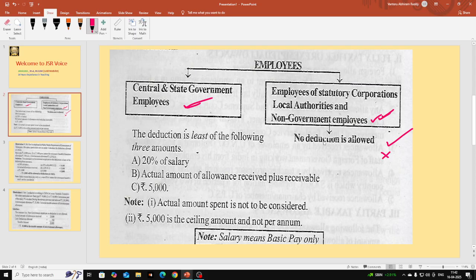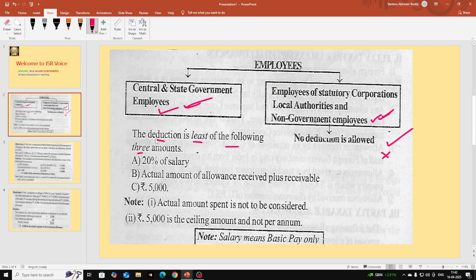If any employee is a non-government employee, no deduction for him. And suppose he is a government employee, working either in central government or state government, then he will get a deduction. Deduction is the least of the following three amounts. So if he is a government employee, then only he will get the deduction. If he is a non-government employee, no deduction in entertainment allowance. Hope this is clear for everyone.